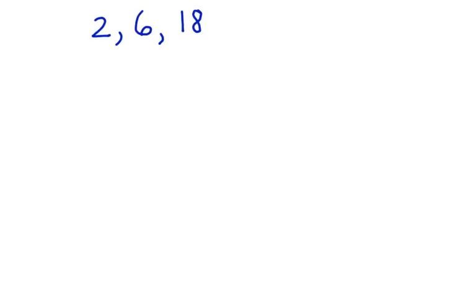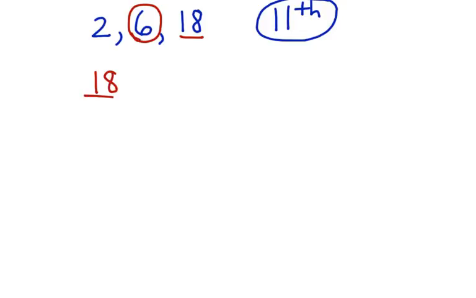Here's our geometric sequence: 2, 6, 18, and we want to find the 11th term in the sequence. Alright, the first step is to figure out our ratio. We choose one of the values, let's choose 18, and we divide it by the preceding value, which is 6. 18 divided by 6 is 3. This is the number that we're going to multiply with.